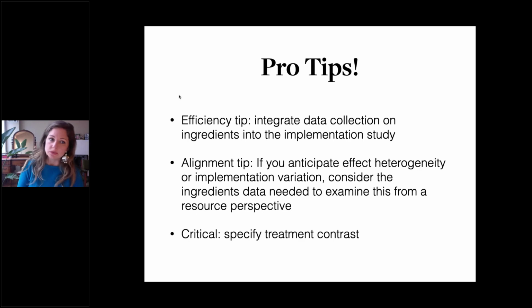Okay, tip number 2, alignment, right? We've already talked about this. We don't have to say much here. If you expect heterogeneity, consider that in your cost study design. And critical, obvious one, we've already said this a bunch, specify treatment contrast. The more you can do these 3 things in your proposal and integrate costs throughout, it's just going to be easier for it to be a home run for your reviewers.